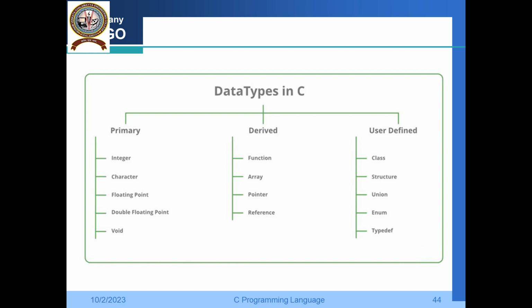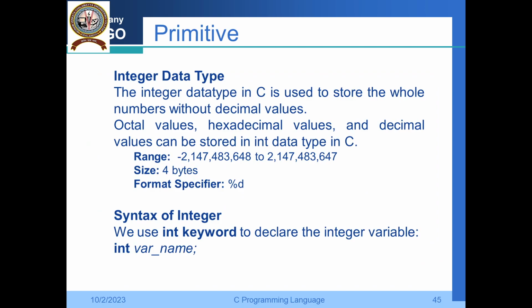The data types in C come under three categories. One is the primary or the primitive. Under the primary, we have integer, character, floating point, double, and void. Under the derived category, we have function, array, pointer and reference. Under the user defined data type, we have class, structures, union, enumerator and type definition, like that. Fine. Then we go for the details about that one. We start with the primitive or the primary.